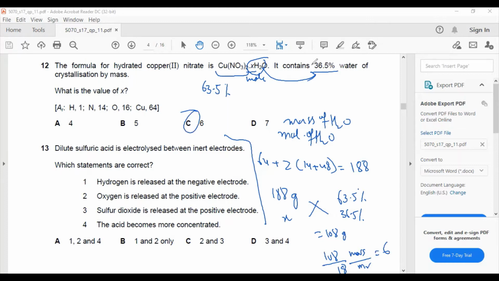First, to find the X, we have to find mole. X is the mole of water. To find mole we need mass. How do we know the mass of water? We know only percentage. So we know the mass of this part, and this will be 100 minus 36.5, that is equal to 63.5. So 63.5 percent has this mass. How much? 188 gram, if we assume the whole compound is 1 mole.